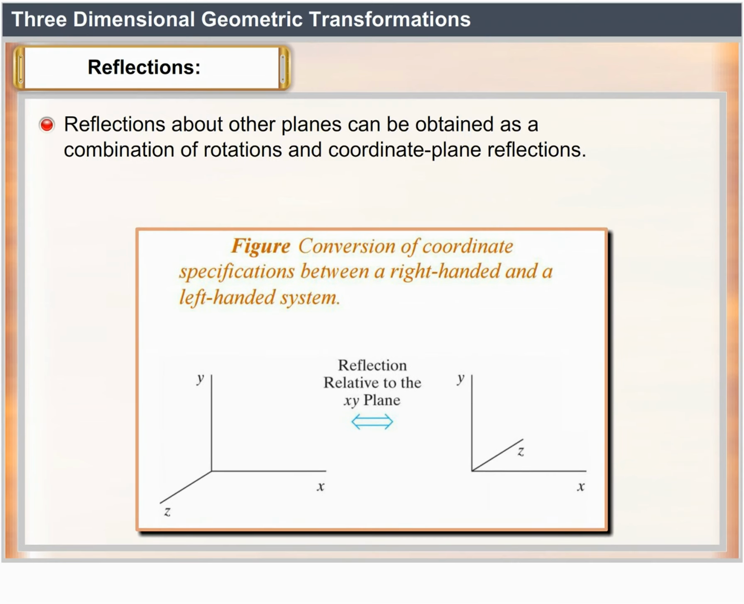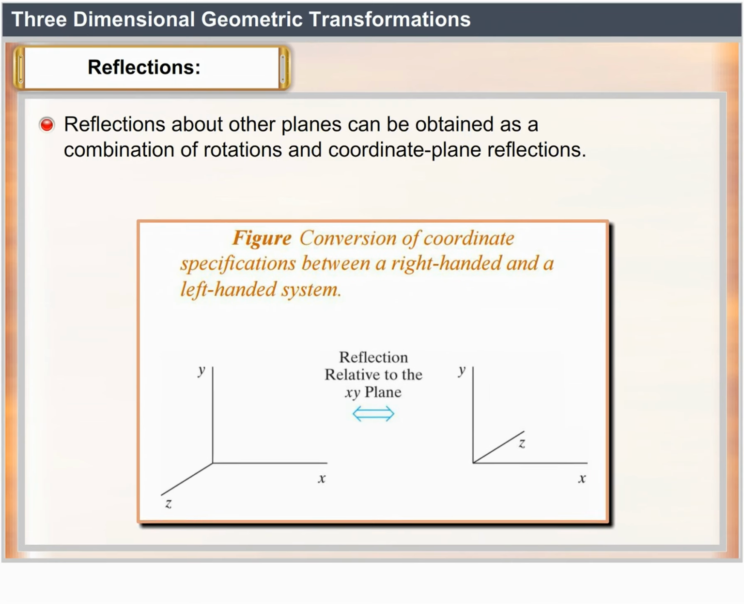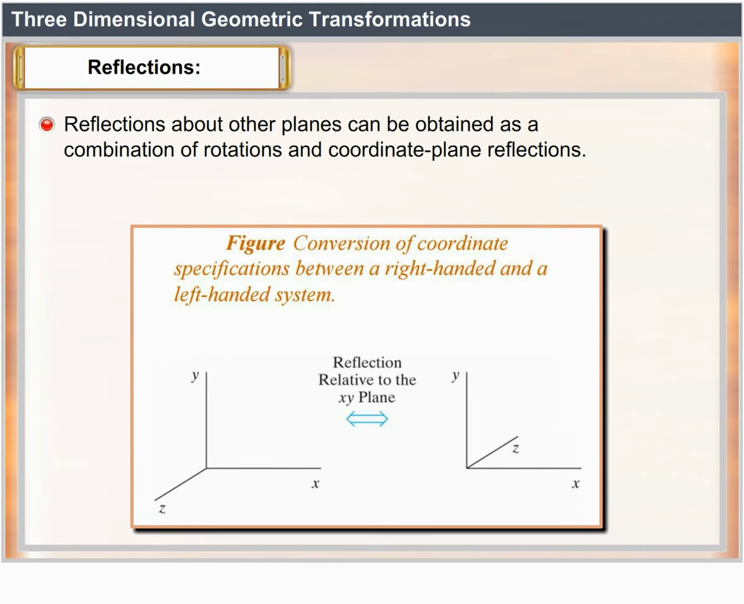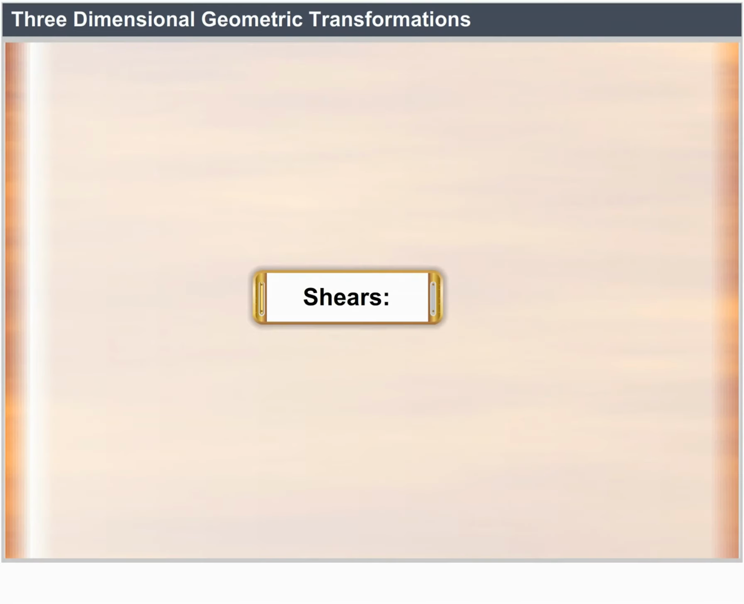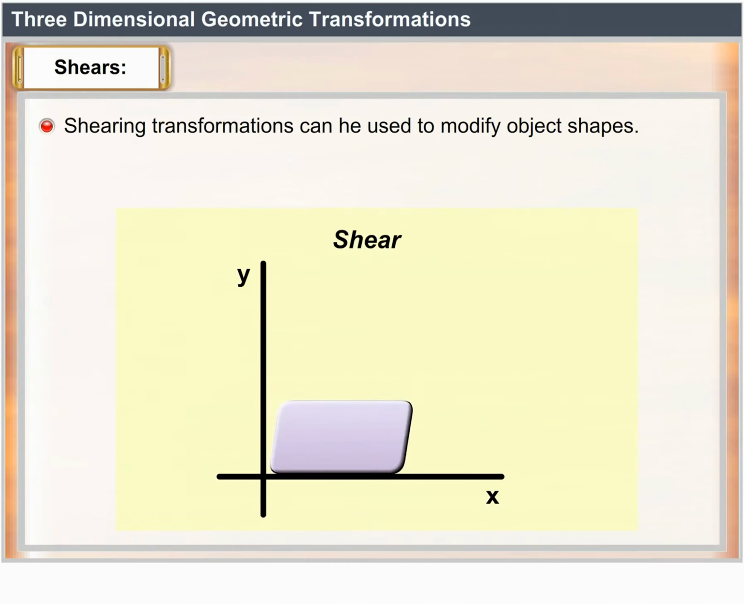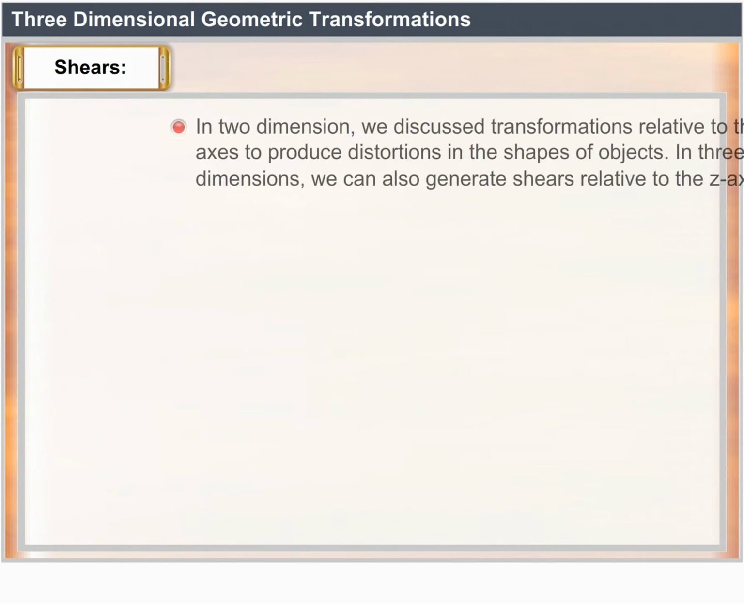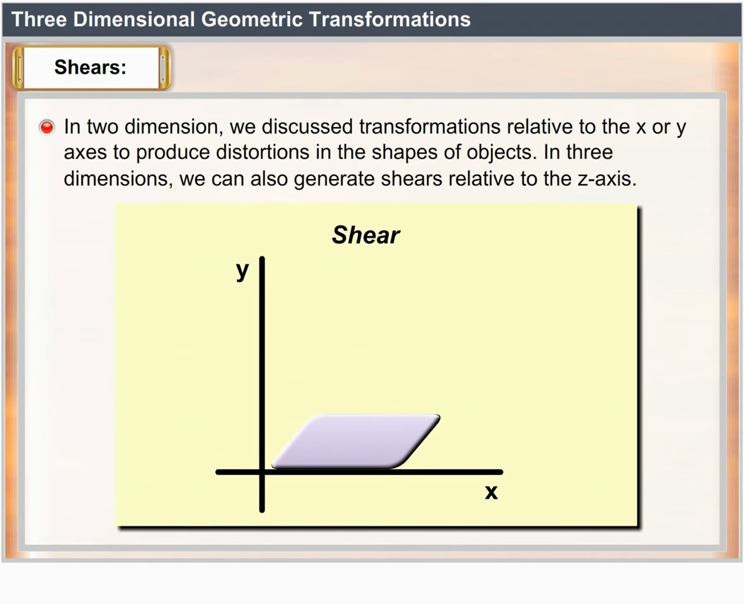Shears. Shearing transformations can be used to modify object shapes. They are also useful in three-dimensional viewing for obtaining general projection transformations. In two dimensions, we discussed transformations relative to x or y axes to produce distortions in the shape of objects. In three dimensions, we can also generate shears relative to the z-axis. As an example of three-dimensional shearing, the following transformation produces a z-axis shear.